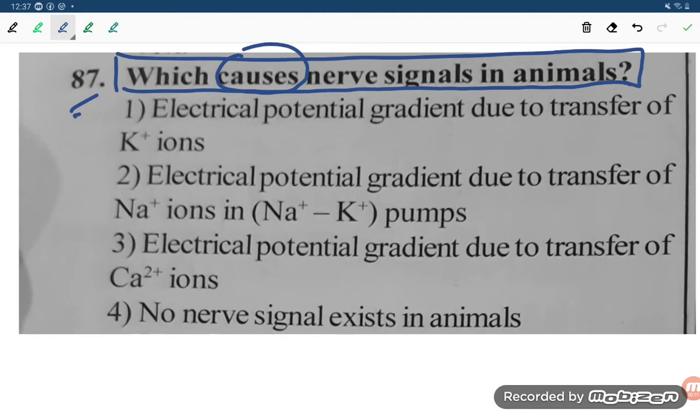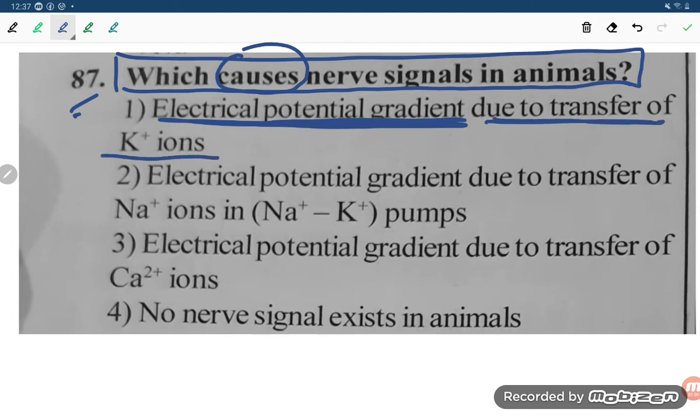So they are asking the cause. They are not asking how. Okay, so dear students, sodium and potassium are responsible for the nerve signals to flow, and you know very well that inside the cell membrane and outside of the cell membrane, there is a different concentration of sodium plus and potassium plus ion, and this difference in concentration causes the electrical potential gradient due to transfer of K plus ion from inside to outside.